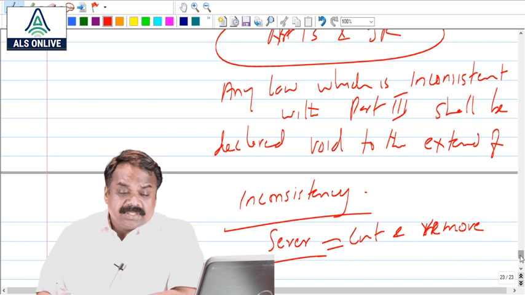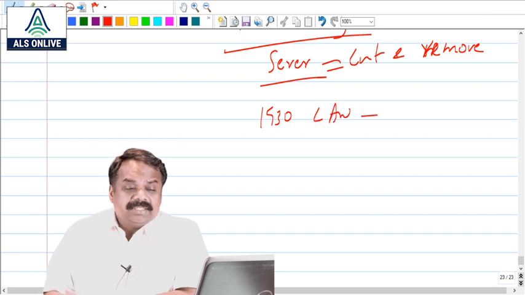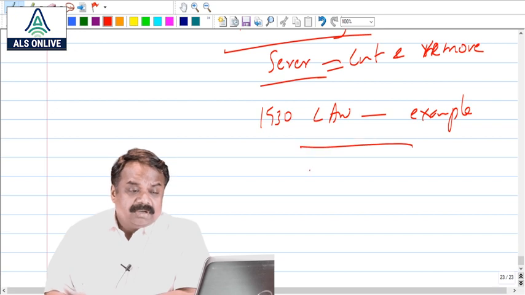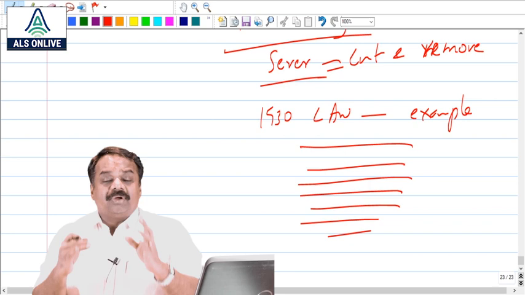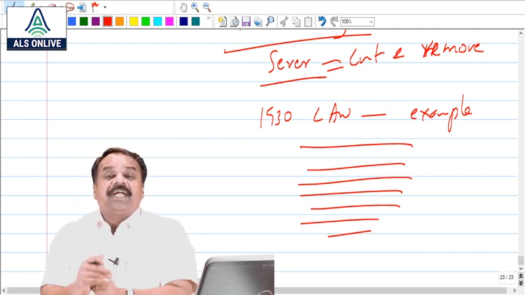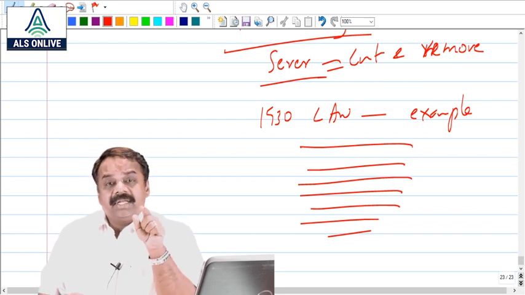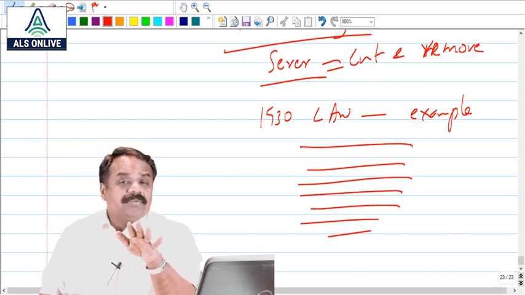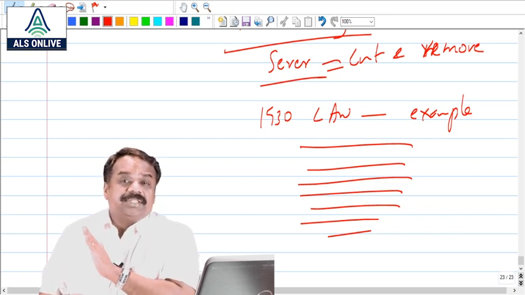Now imagine a scenario where there is an old law, say a 1930 law. I am giving a crude example. Suppose a law has hundreds of sentences or provisions, many pages and many provisions. Now, Article 13 says any pre-constitutional law, if it violates the fundamental rights, that law should be declared invalid to the extent of that inconsistency.